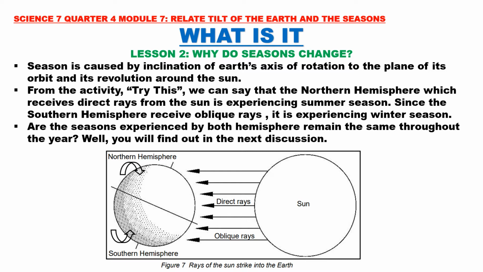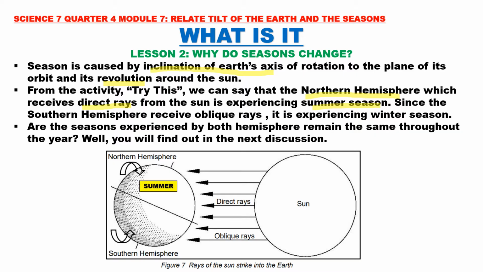But first, what is season? A season is a period of the year that is distinguished by special climate conditions. The four seasons, winter, spring, summer, and autumn, follow one another regularly. Each has its own light, temperature, and weather patterns that repeat yearly. Season is caused by inclination of Earth's axis of rotation to the plane of its orbit and its revolution around the Sun. From the activity tried this, we can say that the northern hemisphere, which receives direct rays from the Sun, is experiencing summer season.